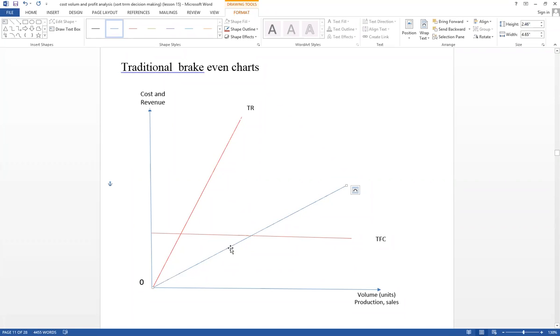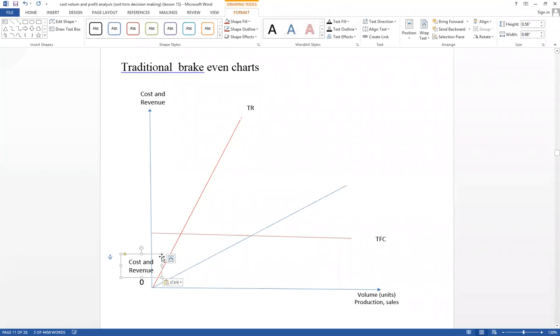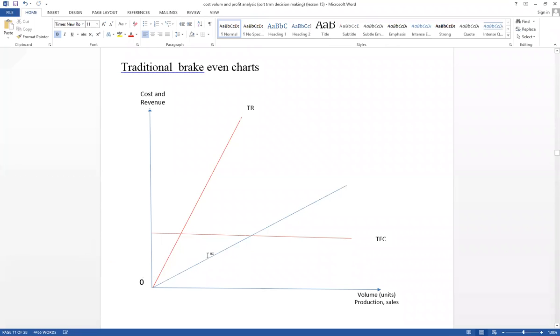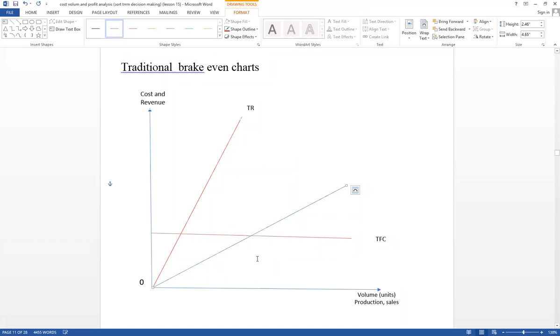This is the way normally we draw total variable cost. It varies with the number of quantity. It starts from zero. Then think about total cost. Total cost equals total variable cost plus total fixed cost. Total variable cost plus total fixed cost equals total cost. Therefore, this is the way you have to draw total cost.